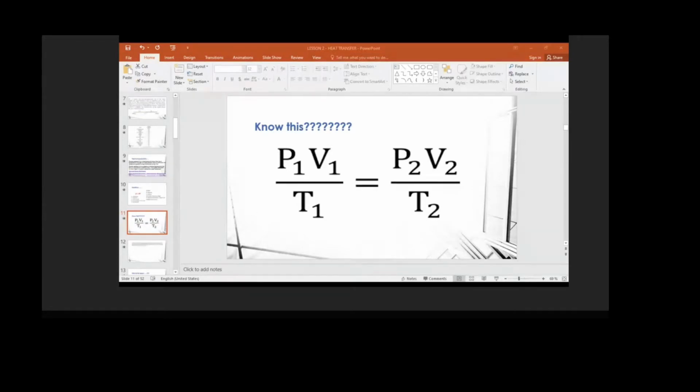The last one is the pressure law. And hence the only one that remains to be constant is the volume. So for the pressure law, if volume is kept constant for a fixed mass of gas, then if the temperature increases, the pressure will increase as well.